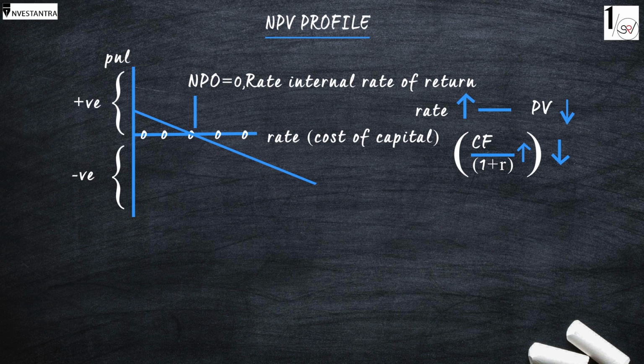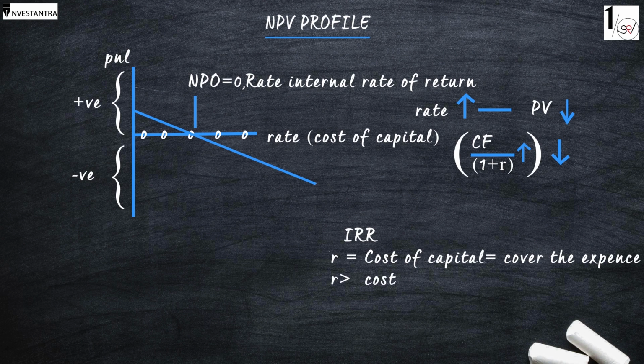Now IRR means, let's say that the rate is equal to the cost of capital. That means I'm able to cover the expenses, correct? Now if the internal rate of return is greater than the cost of capital, then you're making a profit, right? Internal rate of return is greater than the cost of capital, and that is giving you a profit.